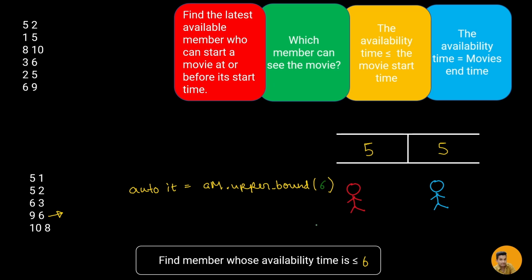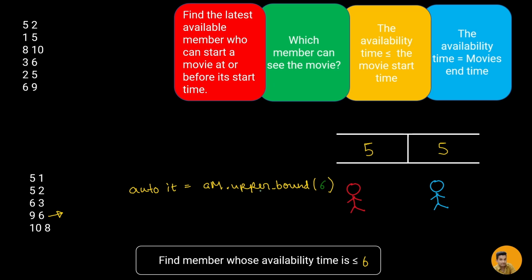Then what is this upper bound going to give? As explained, it is going to give the value which is strictly greater than 6. We have stored the ending times of the movies, so which value is greater than 6? This member is free, we know that, but from the code perspective, how am I going to say it? Upper bound will say no, I can't find a value which is greater than 6. And you must be confused, we need less, right?